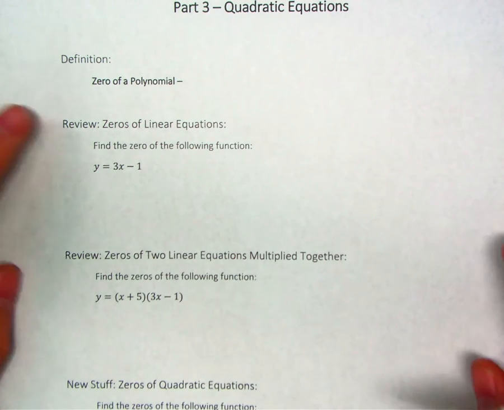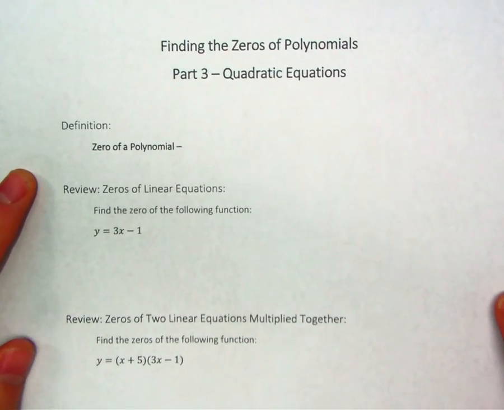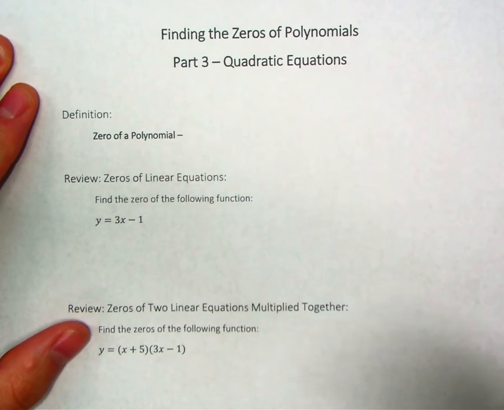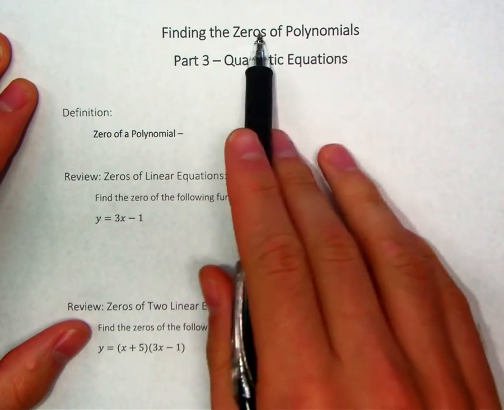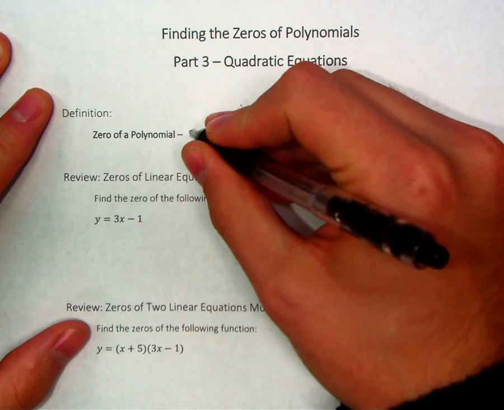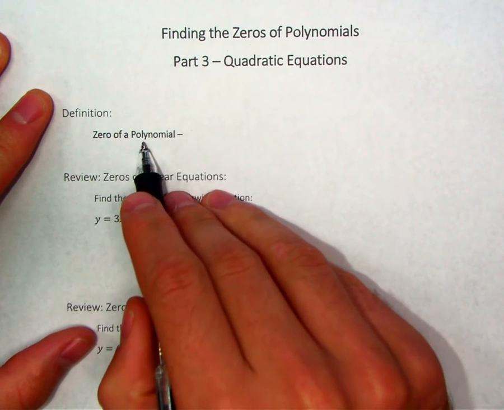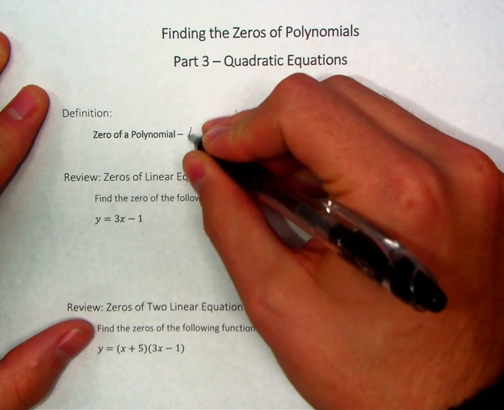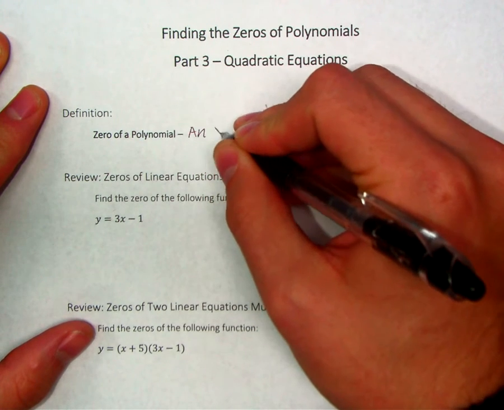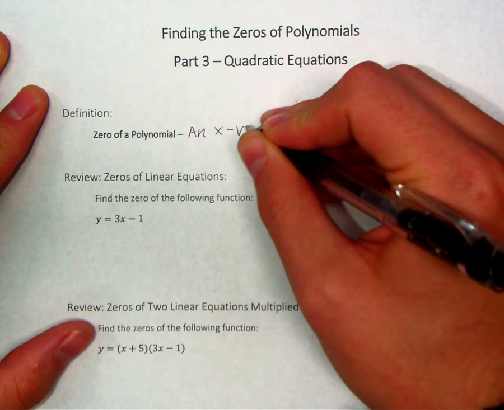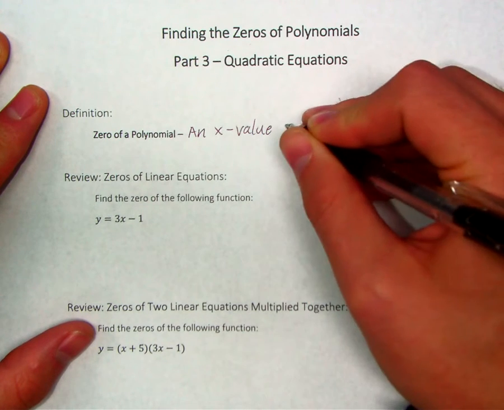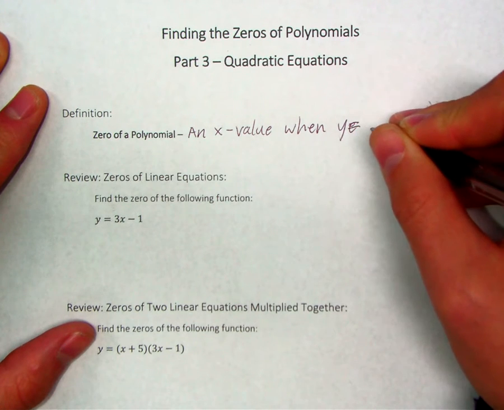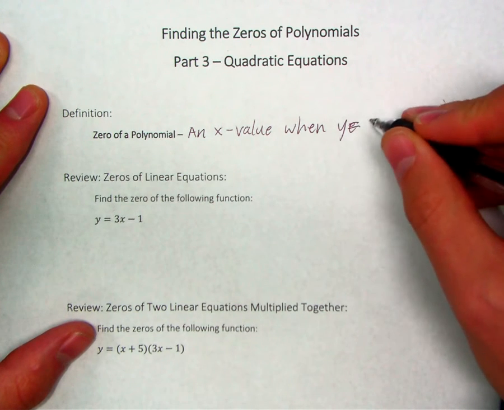So, today we have more finding the zeros of polynomials. Now, what is a zero again? Let's remind ourselves. The zero of a polynomial is different than the number zero. The zero of a polynomial is an x value, whatever the x value happens when y is equal to 0.